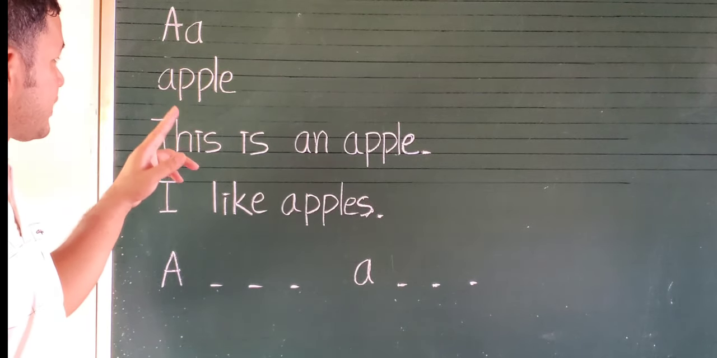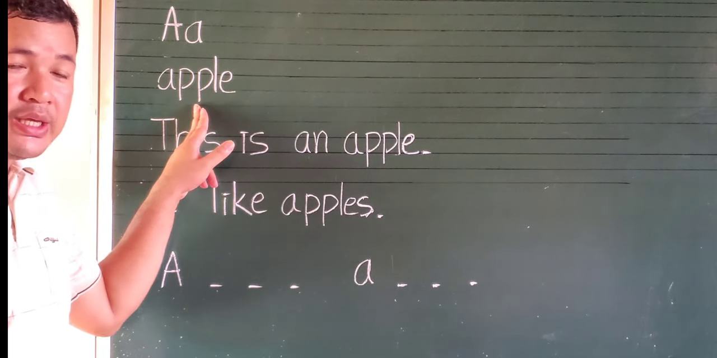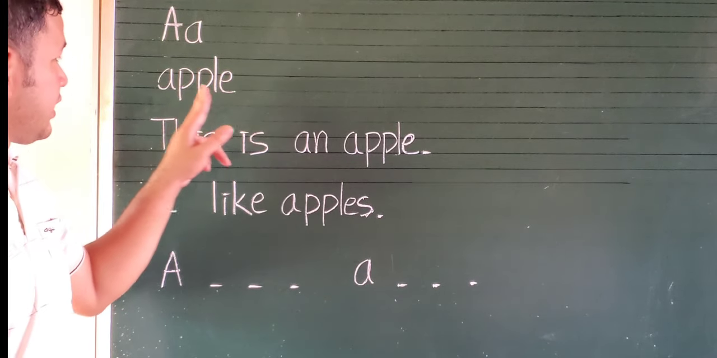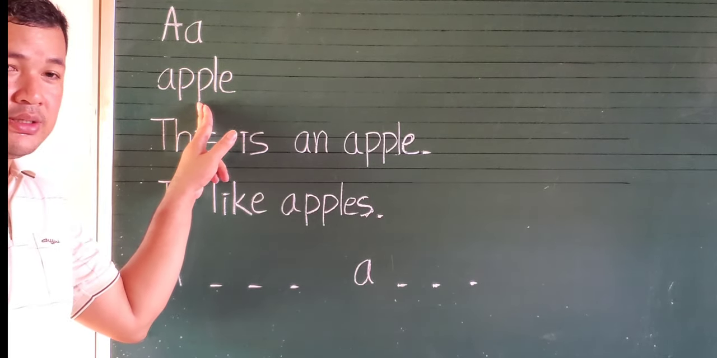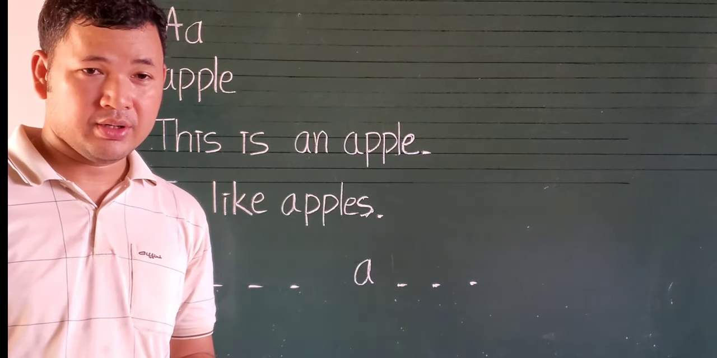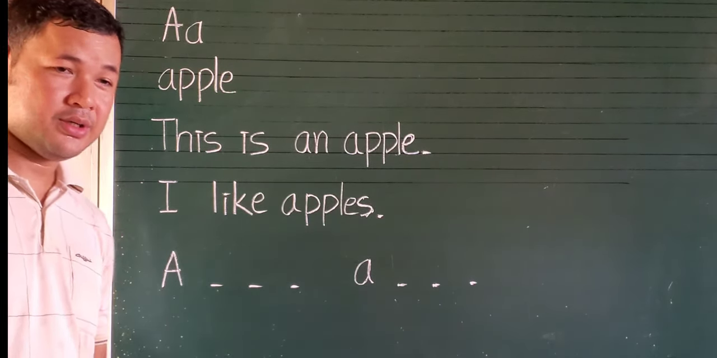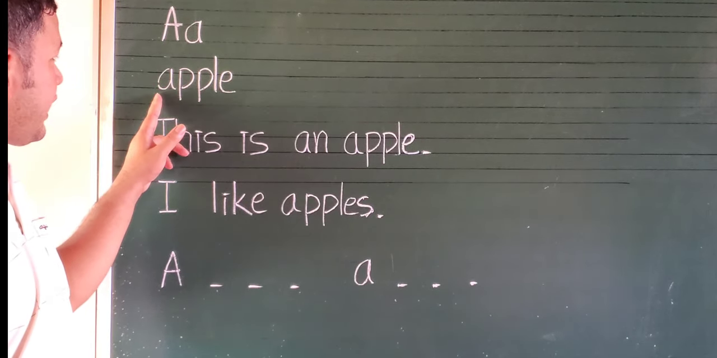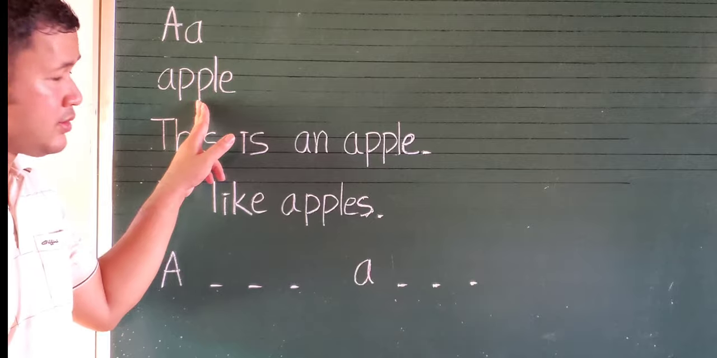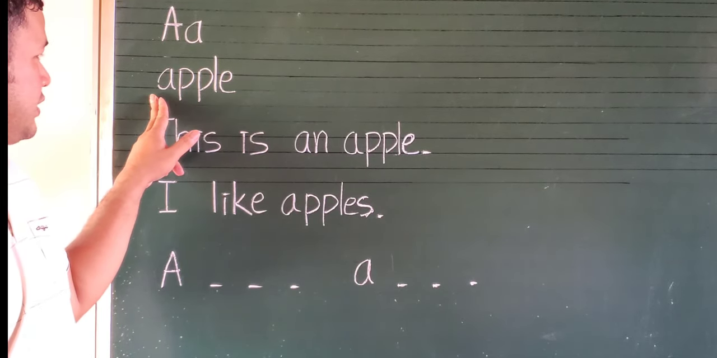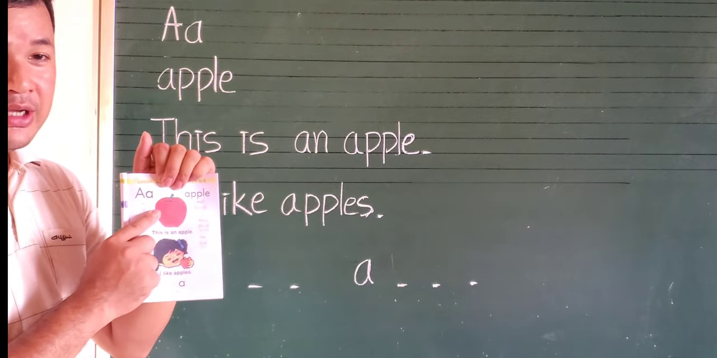Spell. A double P. L E. A double P. L E. Apple. I spell. A double P. L E. Very good. The apple. So you know that this is apple.